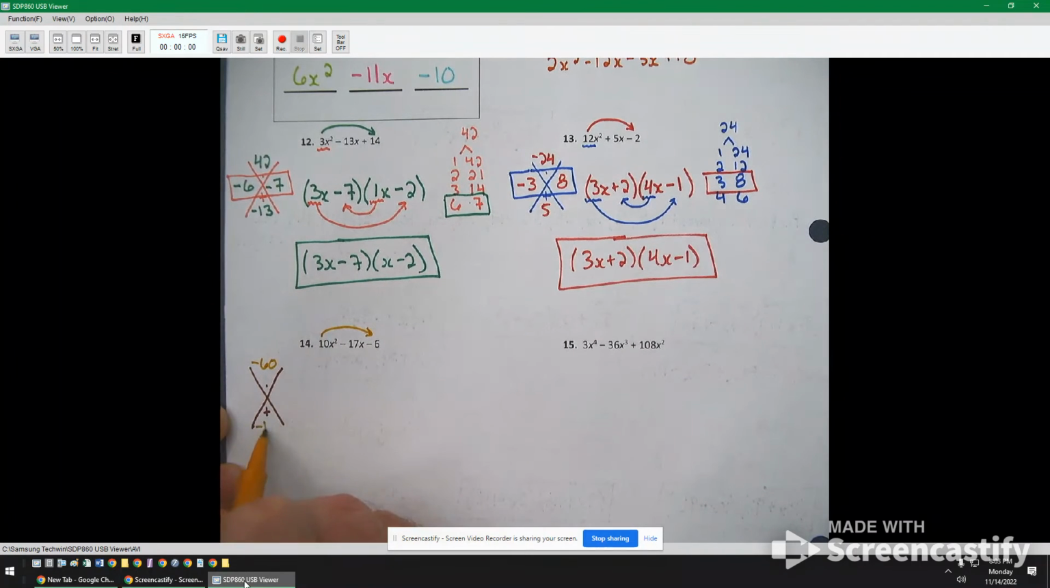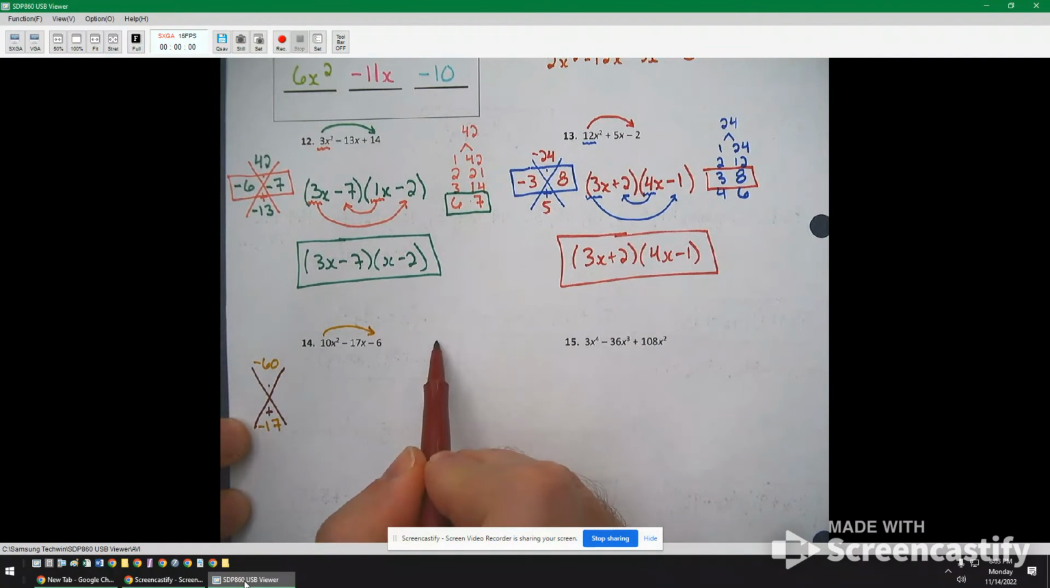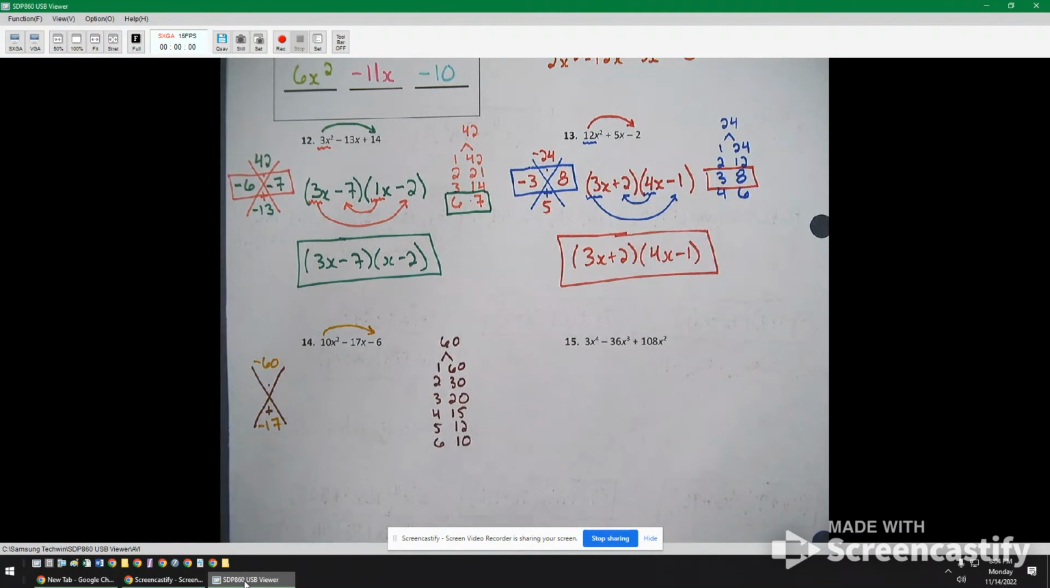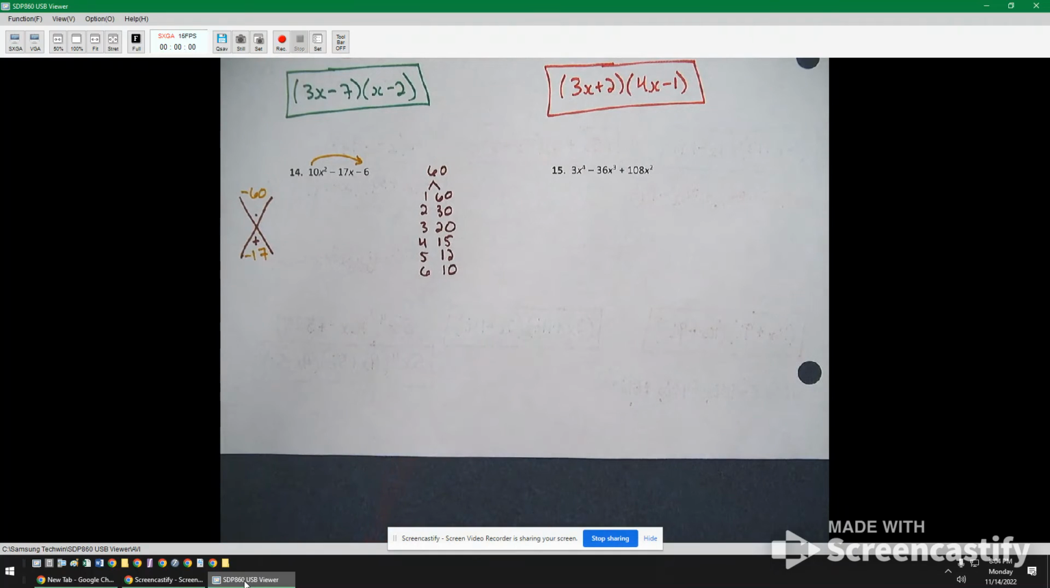And then I want to build negative 17. Now this one's a little sneaky. When I break down my 60, 1 and 60, 2 and 30, 3 and 20, 4 and 15, 5 and 12, 6 and 10, 7 does not work, 8 does not work, 9 does not work, 10 does, but it's already on my list, so this is my list.